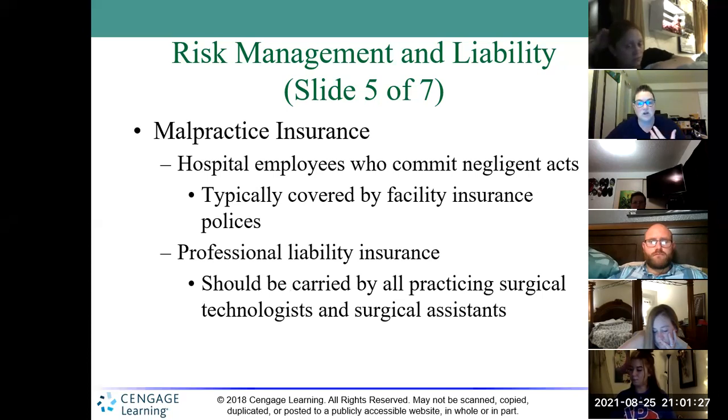Malpractice insurance, we covered this a little bit. It is typically covered by the facility. But if you're working outside of a facility that's covering you, you definitely do want to get professional liability insurance. You can look at your national associations. A lot of them will have links to liability insurance because they have worked out a partnership. So you get the best deals most of the time going through those companies to get your insurance.